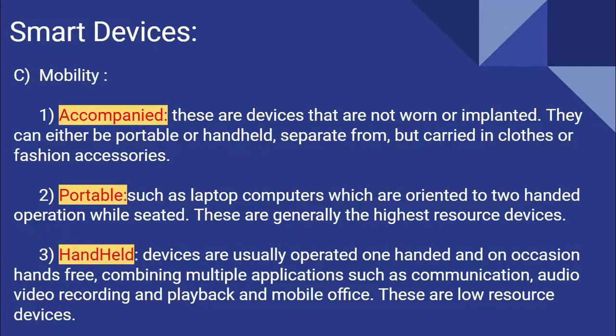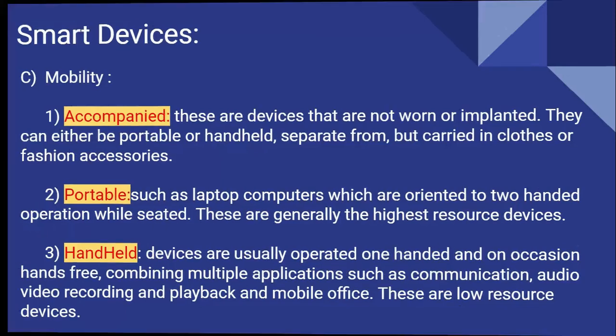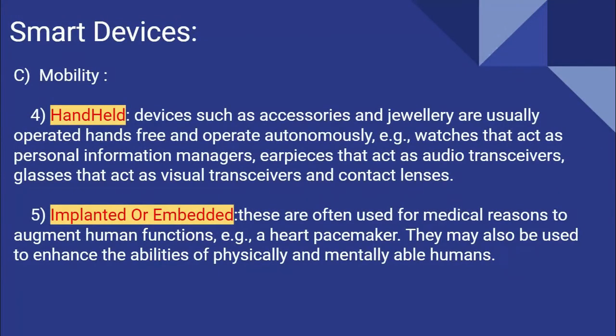Then the handheld devices are usually operated one-handed and on occasion hands-free, which means you give the instruction through your voice, through voice search. So this has to do with mobility. Then the fifth one is implanted or embedded, which means things like a heart pacemaker. They may also be used to enhance the abilities of physically and mentally able humans.